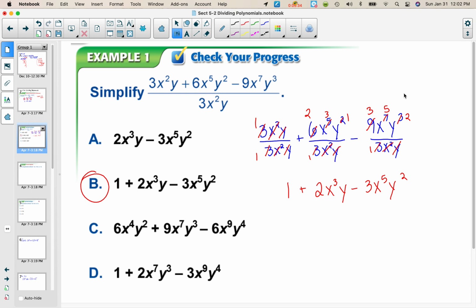You should have gotten this answer B, and let me tell you though what sometimes happens. People get the answer A because they just cancel everything else out in this first term, and they forget that you're dividing something by itself, and when you do, you get 1. So keep in mind that you need this 1. So the correct answer then is B.